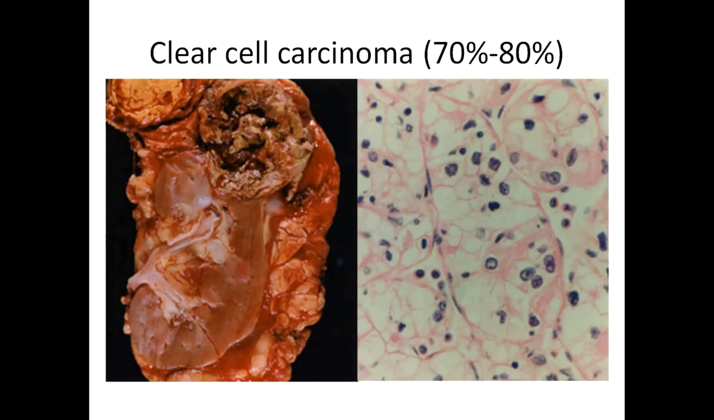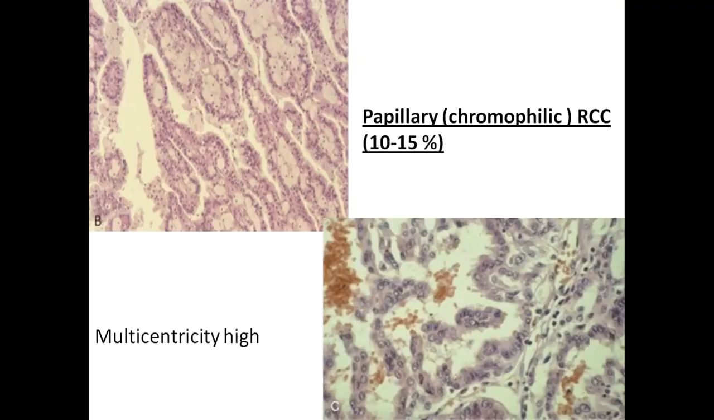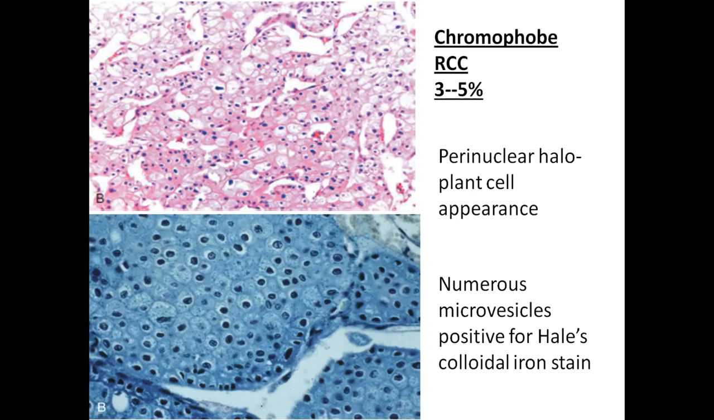And the clear cell carcinomas are the more common variety. Almost 70 to 80% are the clear cell types. This is the histopathology of this type. The second most common is the papillary or the chromophilic tumor, which accounts for 10 to 15% of renal cell carcinoma. And in papillary carcinoma, the multicentricity is very high.